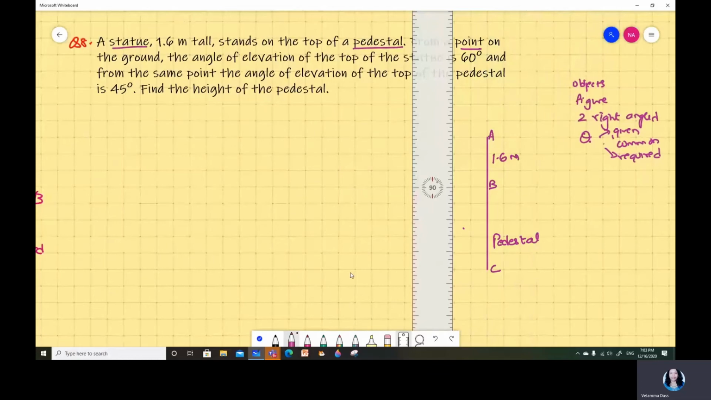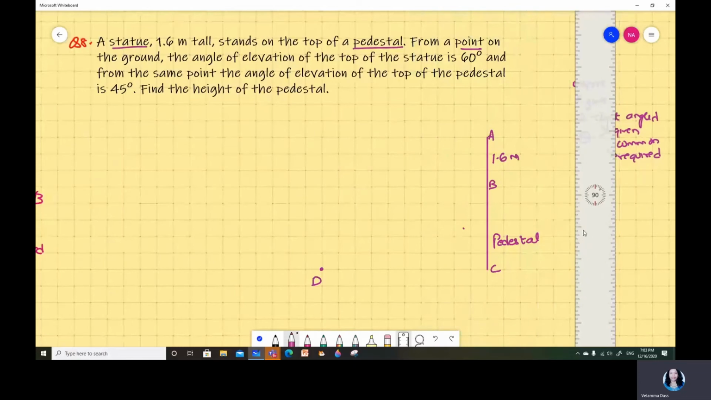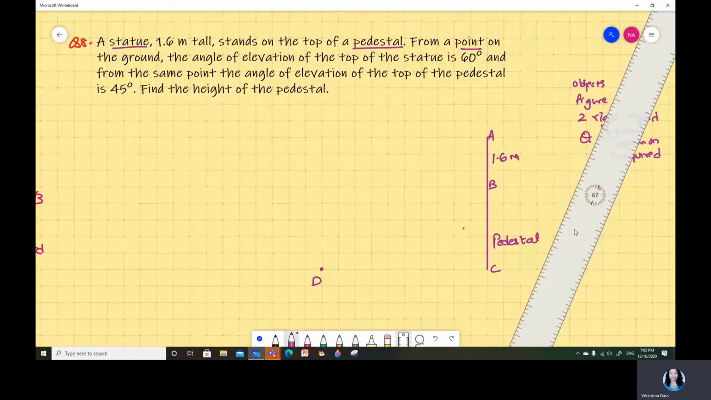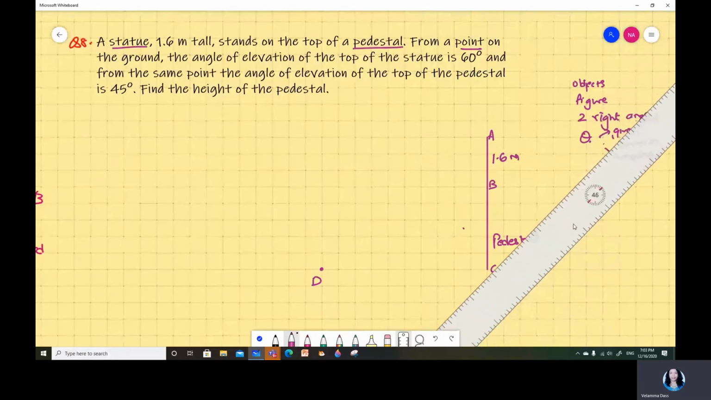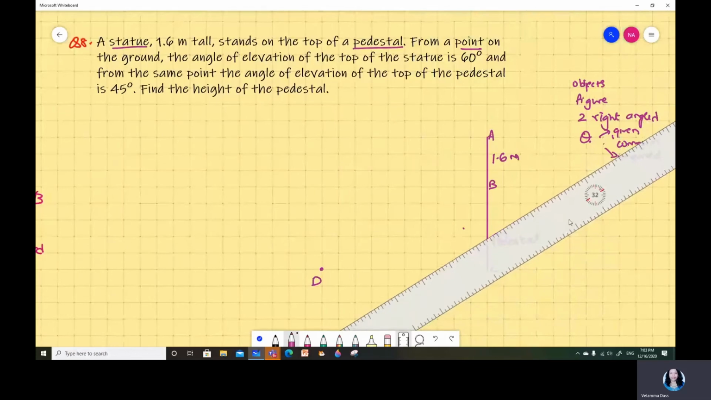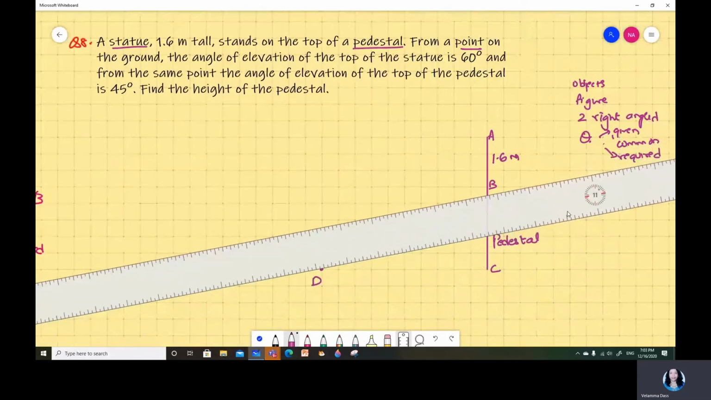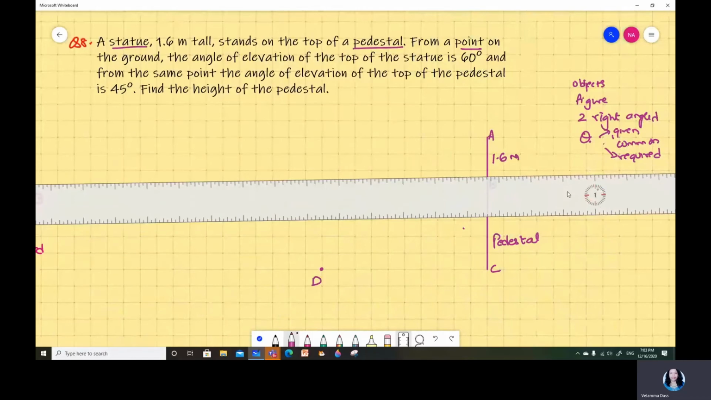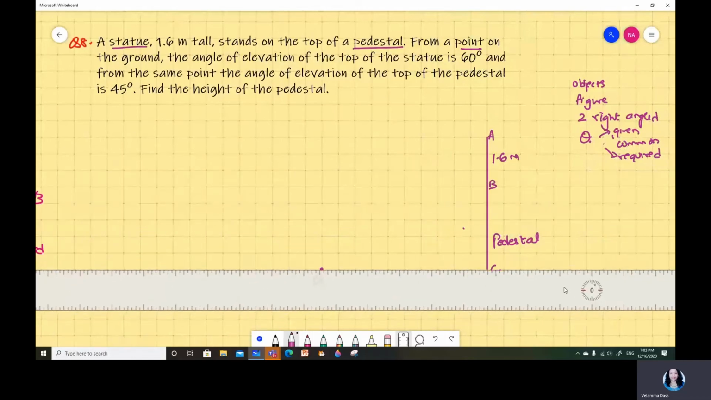Okay. Now there is a point on the ground. Let me take the point as D. There is a point on the ground, and let me take the scale here. So from a point on the ground, the angle of elevation of the top of the statue is 60 degrees. So elevation is when the person is raising his head. First thing for drawing, let us make the horizontal level, there is a ground level, right? So 0 degree. So here we have from D to C, this is the horizontal level.